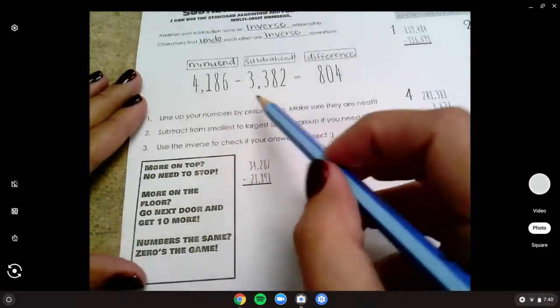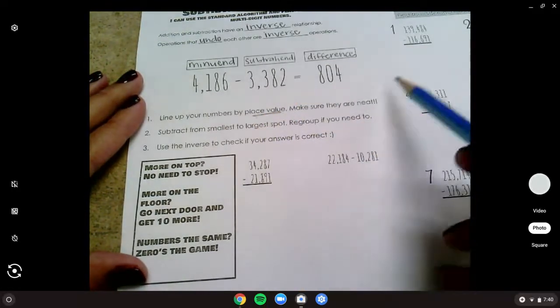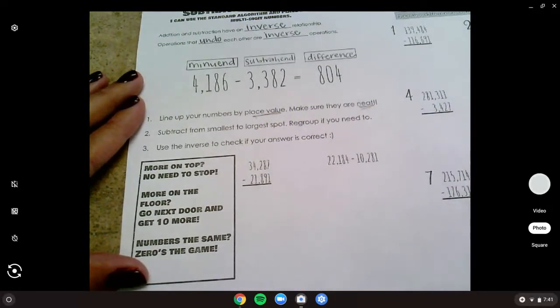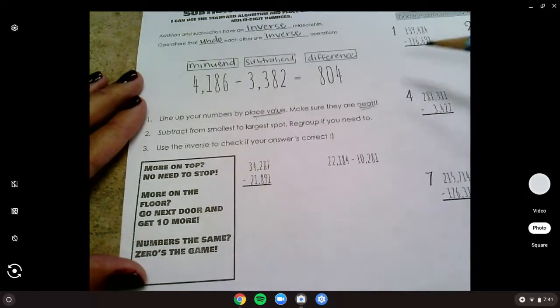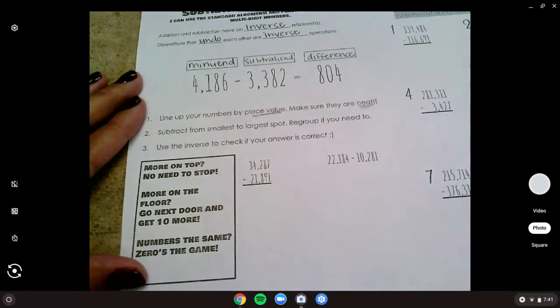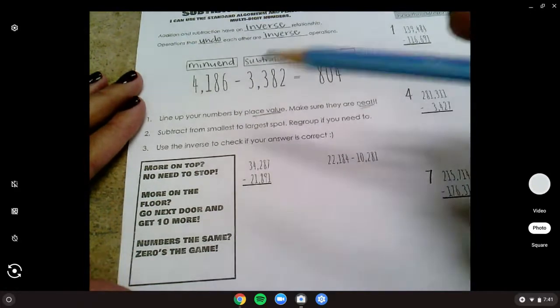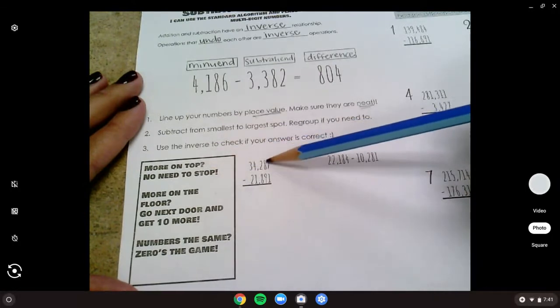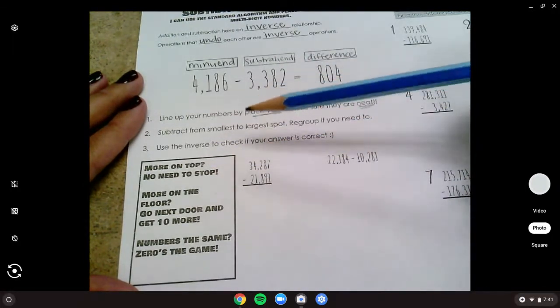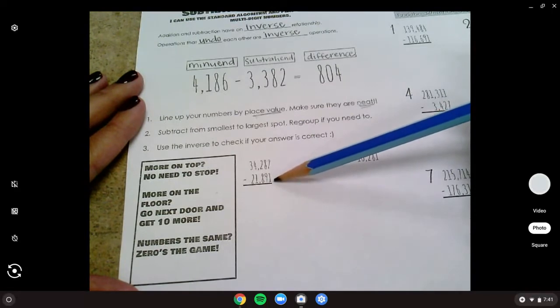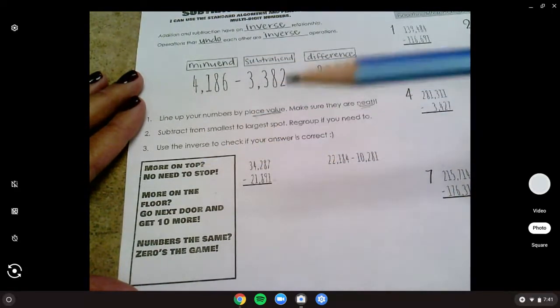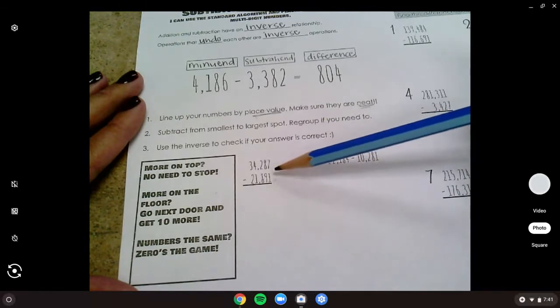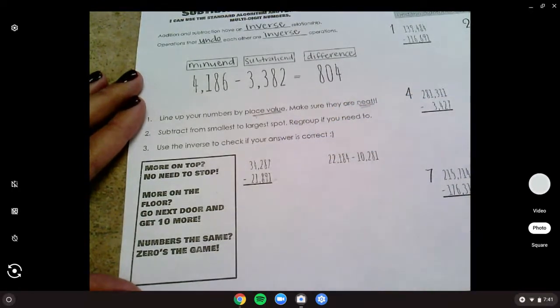So, when we are doing subtraction, it's really similar to our addition. We're going to line our numbers up by place value first and make sure they are neat. Then we're going to subtract from smallest to biggest, like we added from ones up to our biggest spot. We do the same thing for subtracting. But regrouping looks a little different with subtraction. So I had a nice poem down here to help us. We think if there's more on the top number, there's no need to stop. But if there's more on the floor of our problem, I need to go next door and get 10 more. And if my numbers are the same, well then zero's the game.